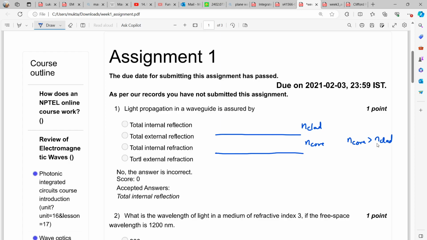And whenever this condition is met, there exists a critical angle. If the light strikes at an angle greater than the critical angle, then instead of getting refracted into the cladding region, the light will bounce back in the same medium. And we can see clearly that this is a reflection process. So it is reflection and it is reflecting internally, so it is called total internal reflection. Okay.